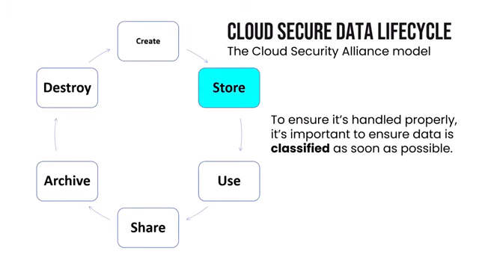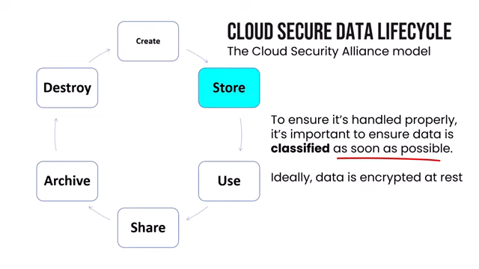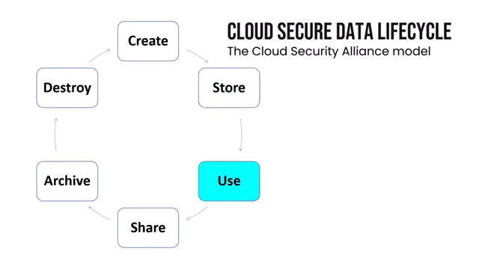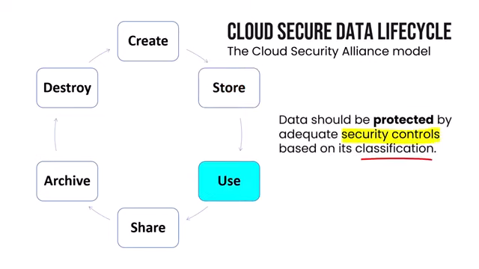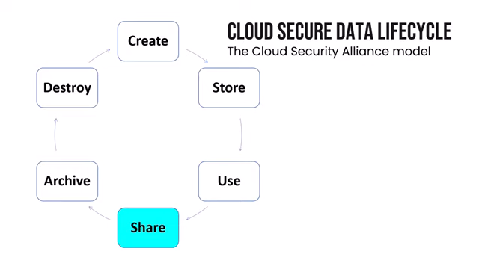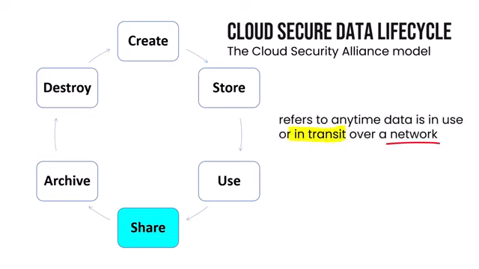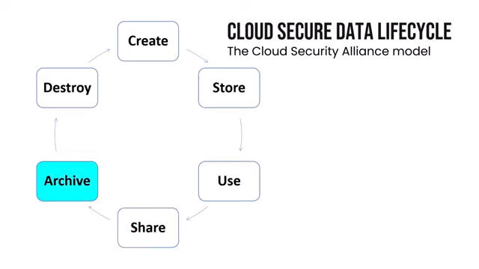Now, in the store phase, to ensure data is handled properly, it's important to ensure data is classified as soon as possible. Only through classification can we apply appropriate security controls. And ideally, data is encrypted at rest, and in the cloud, that is doubly important. In the use phase, data should be protected by adequate security controls based on its classification. And sharing refers to any time data is in use or in transit over a network.